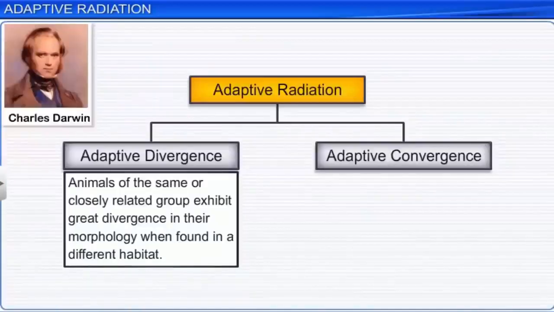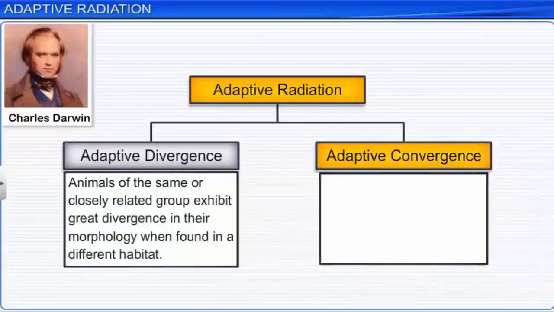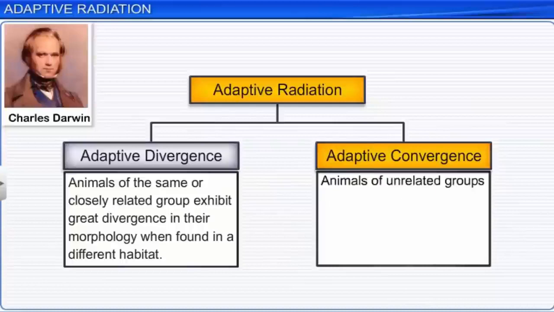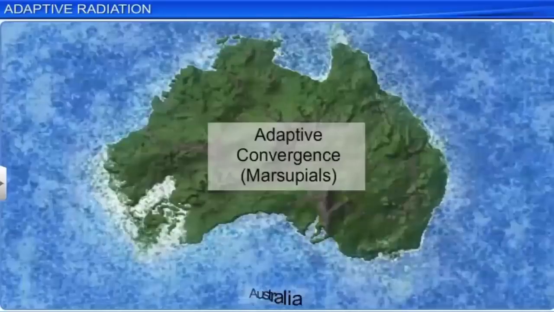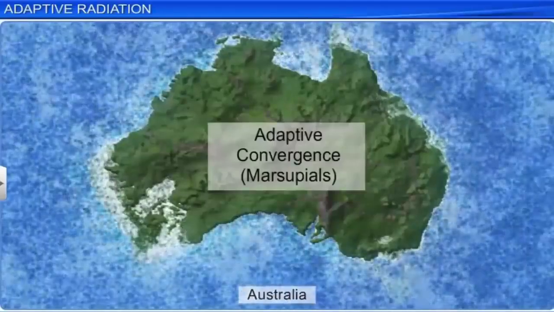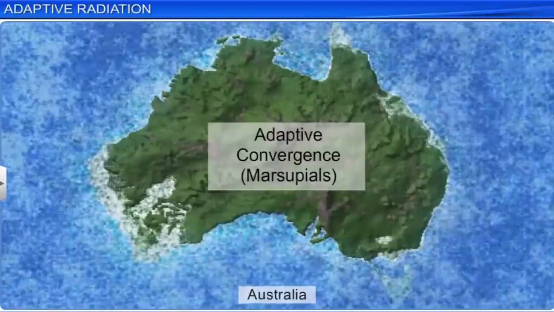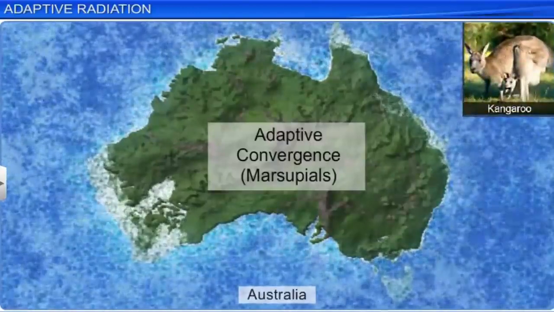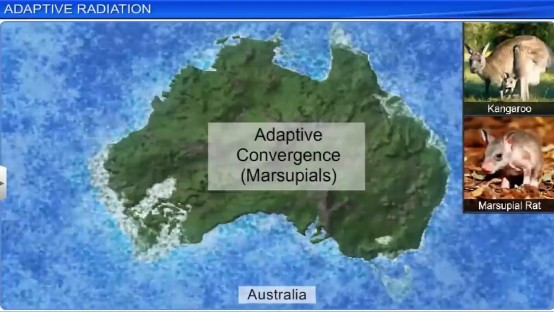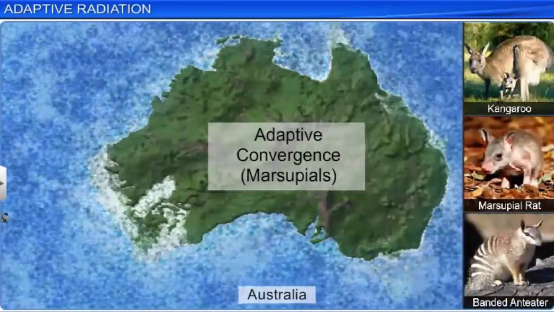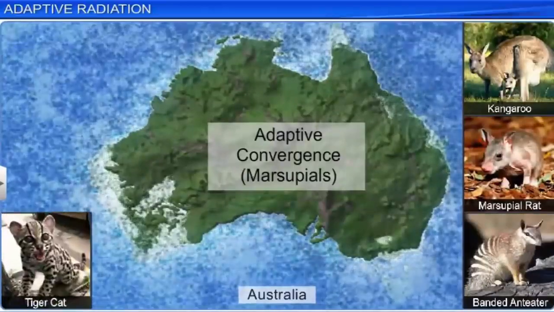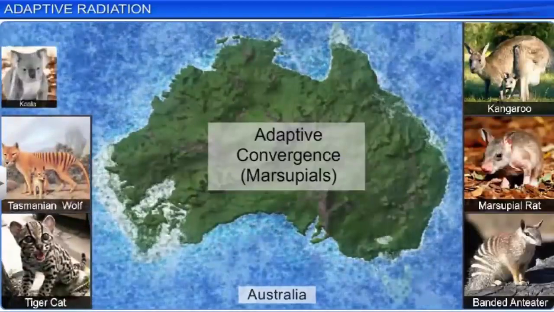Another type of adaptive radiation is adaptive convergence, where animals of unrelated groups occupying the same habitat exhibit common features. For example, Australian marsupials such as the kangaroo, marsupial rat, banded anteater, tiger cat, Tasmanian wolf, and koala.